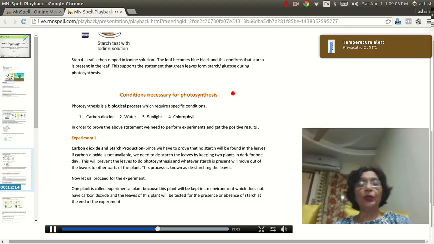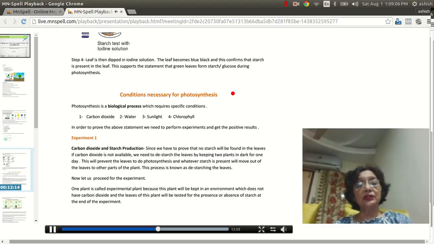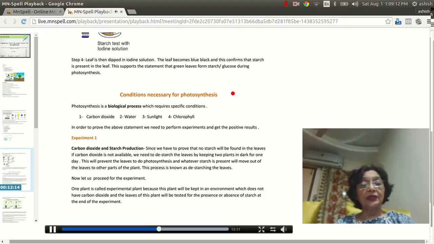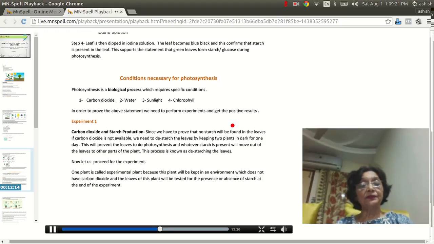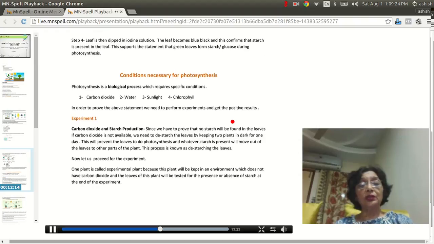Now the next important thing is, what are the conditions necessary for photosynthesis? I have repeatedly said it is a biological process but requires specific conditions. Number 1, carbon dioxide should be present. Number 2, water. You know that all chemical reactions will require water. I don't have to prove it. It's understood that without water, no reaction will take place, and water is also one of the components which is going to combine with carbon dioxide and give starch. So water is a necessary condition.